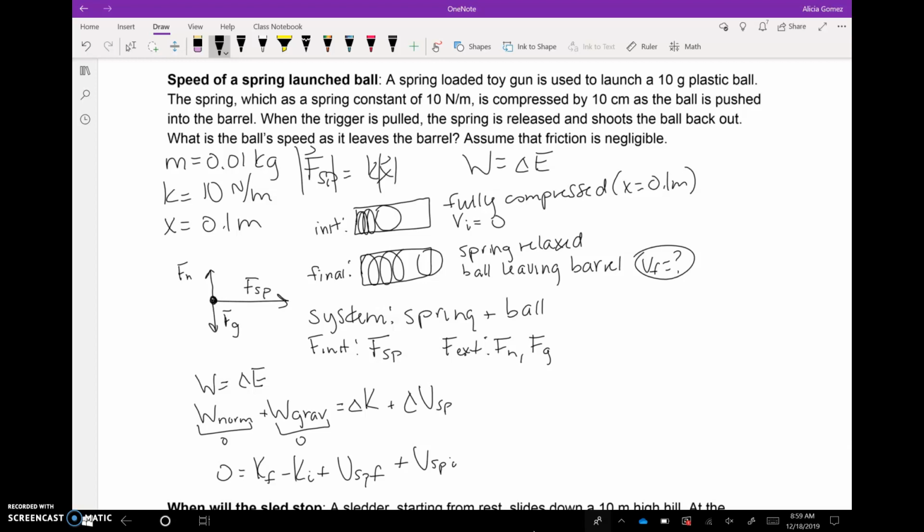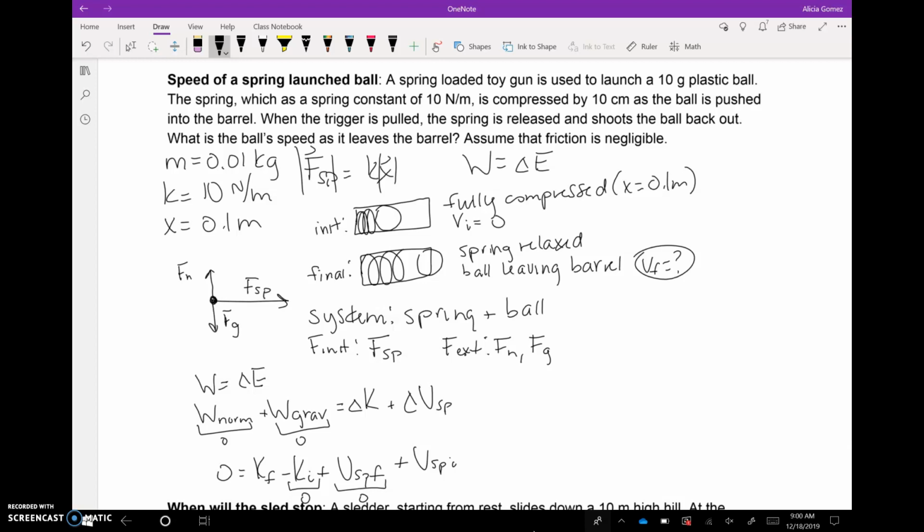So looking here, we know kinetic energy equals 0 when an object's not moving. In our initial situation, when the spring's fully compressed, our ball is not moving yet. So our initial kinetic energy is 0. Spring potential energy is going to be 0 when the spring is in its relaxed state, when it's not compressed or stretched. That's because spring potential energy has the form 1/2 kx squared, where x is how much it's compressed or stretched. So that means in our final situation, our spring is relaxed, so that is 0.